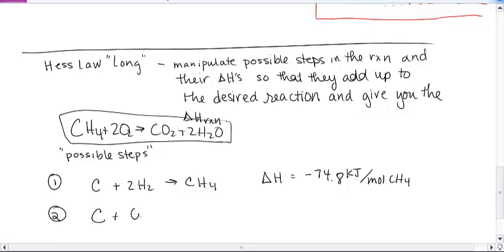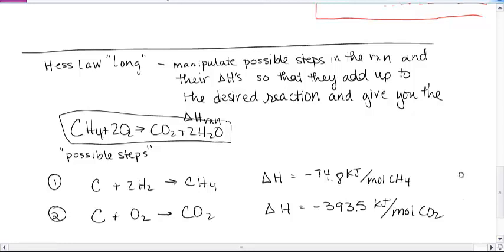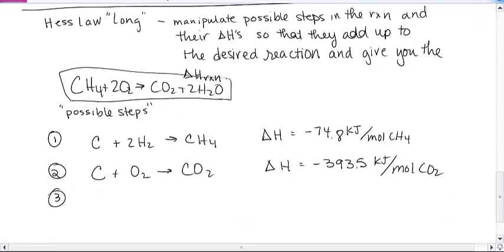Here's another one. Carbon plus oxygen yields carbon dioxide. And this one is also exothermic, giving off negative 393.5, well, a little crazy on the periods, kilojoules per mole of carbon dioxide. And then here's another step. Hydrogen plus a half an oxygen. What? Who leaves it like that? Had to look it up in a book. This is what they gave me. Gives me this.